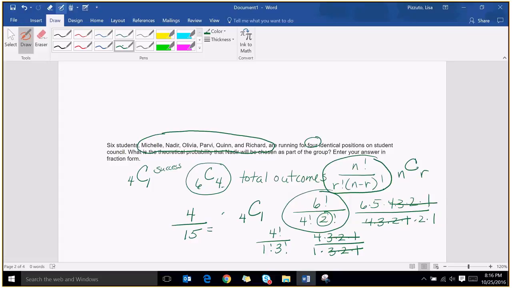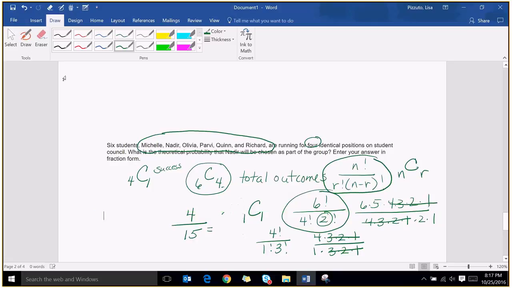Oh wait, I know what, you know what? It wouldn't be 4 choose 1. How many people are there to choose from? 1, 2, 3, 4, 6. 6. So it should be 6 choose 1. That's where it's coming from.